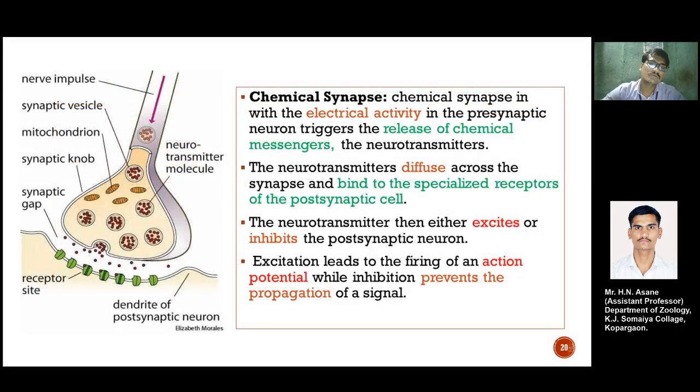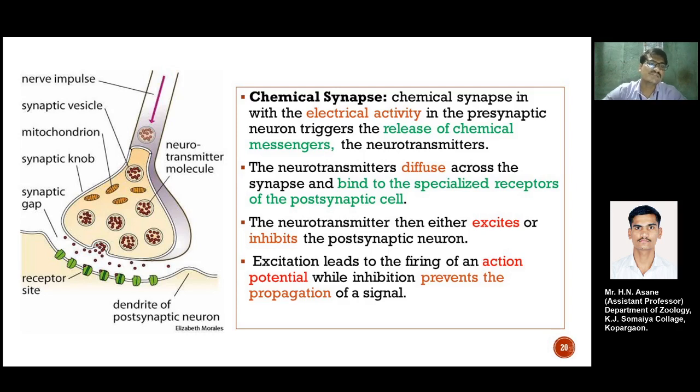As you can see in the picture, we are going to explain the chemical synapse: what it is and how it is generated. In the chemical synapse, electrical activity in the presynaptic neuron triggers the release of chemical messengers known as neurotransmitters. Mostly these neurotransmitters are acetylcholine, triggered by the electrical impulse, and the neurotransmitter molecules are packed into vesicles.